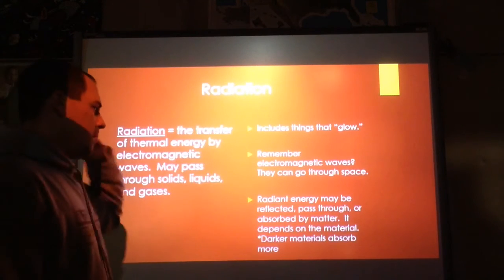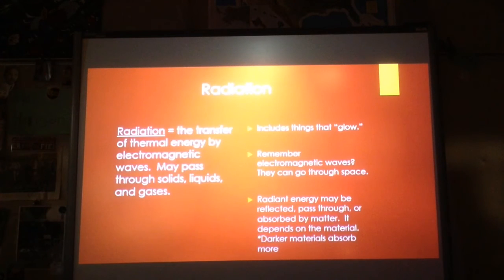Radiant energy may be reflected, passed through, or absorbed by matter. It depends on the material. Darker materials absorb more. This is why in the summertime you don't want to be wearing a black shirt. The glow from the sun, more of that thermal energy is absorbed by that black shirt than if you were wearing, say, a white shirt that reflects a lot of it or lets some of it pass through. It's also why most people don't have black houses.